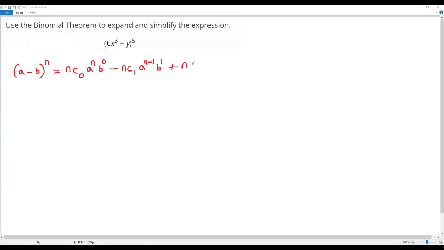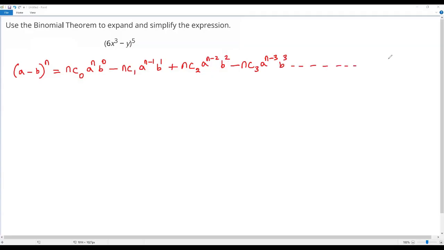Now the coefficient has to be nC. We add 1 to the value of r in the combination. When I add 1 to this, I get nC2. Now I subtract 1 from the exponent of a. When I subtract 1 from n − 1, I get n − 2. Now I add 1 to the exponent of b, and I get b squared. Now I take a negative sign for the fourth term because the previous term has a positive sign. The coefficient is nC3. Subtract 1 from n − 2, and I get n − 3. Add 1 to this 2, and I get b cubed.